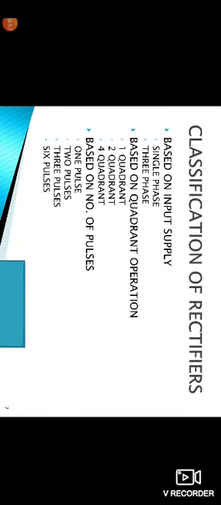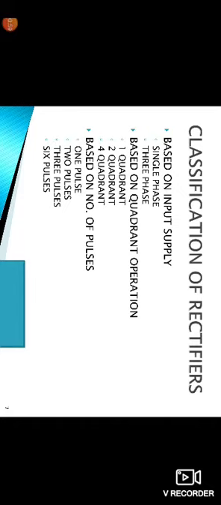In an uncontrolled rectifier, diodes are used. In a controlled rectifier, thyristors are used. Phase control rectifiers are classified into two types, controlled and uncontrolled. In uncontrolled, only diodes are used. In controlled rectifiers, only thyristors are used.